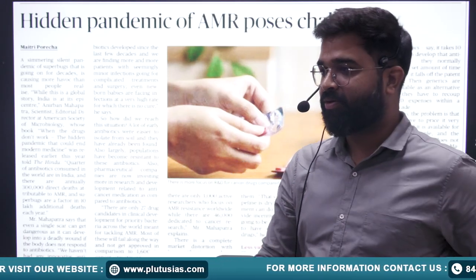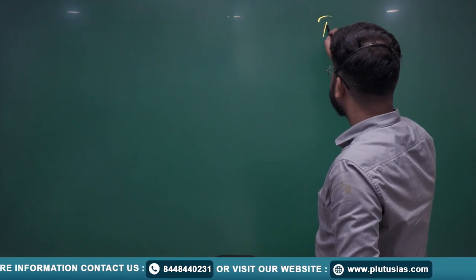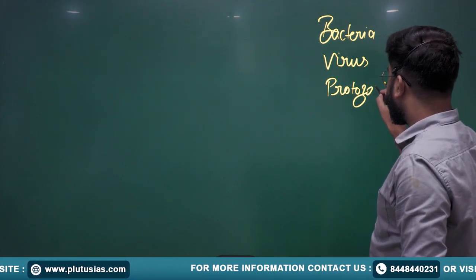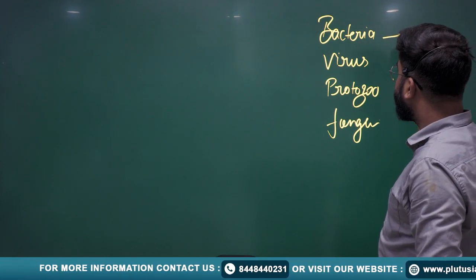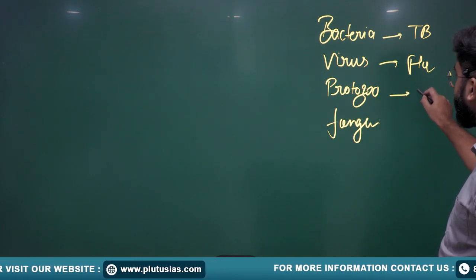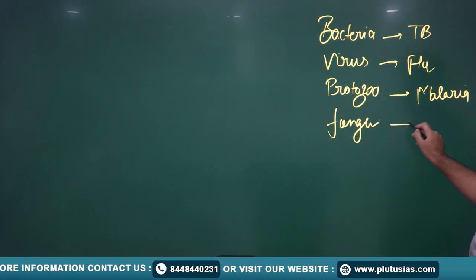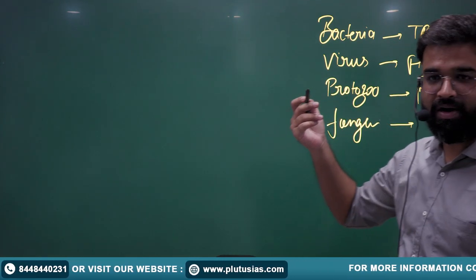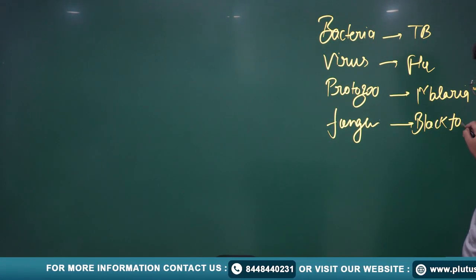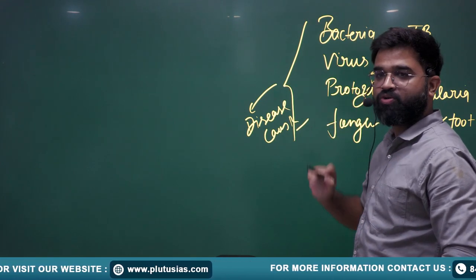Disease-causing pathogens. We are having disease because of many of the pathogens. Name those pathogens: bacteria, virus, protozoa, fungus. Bacterial disease, TB. Viral disease, common flu. Protozoal disease, malaria, we have discussed in class, plasmodium. Fungal disease, any fungal disease, name it, black foot disease. So basically these are disease causing pathogens.